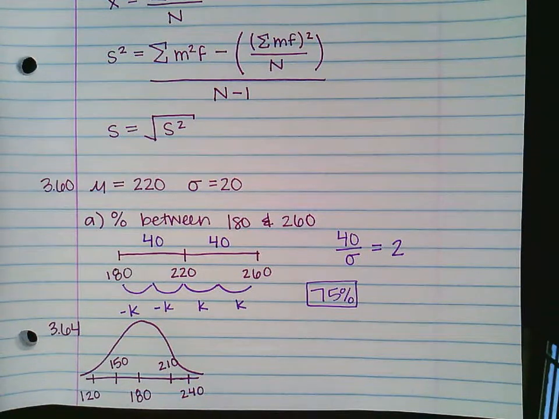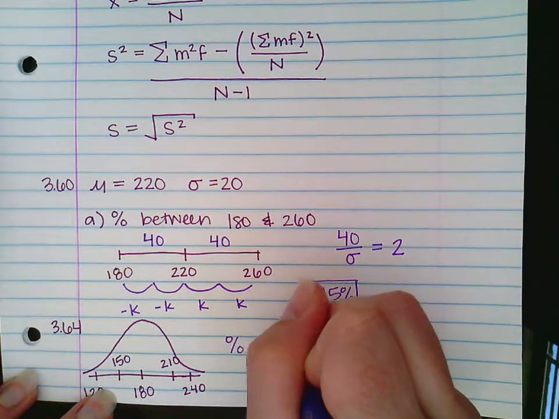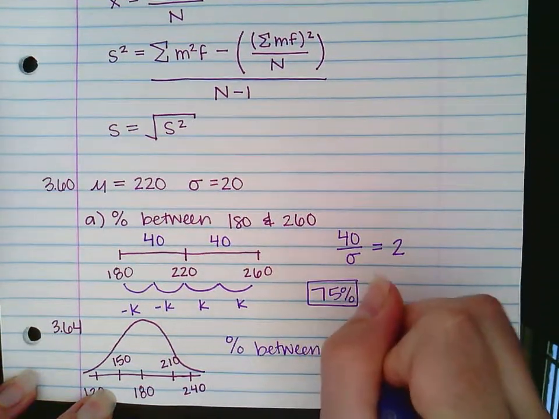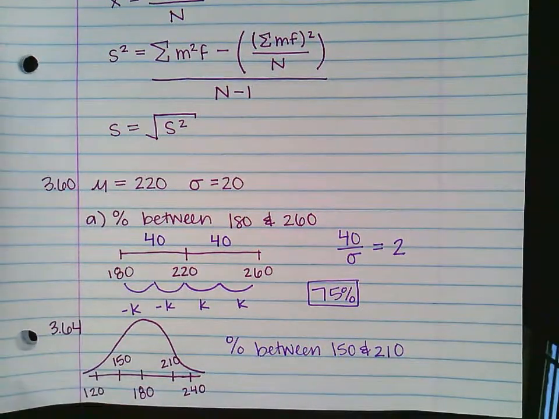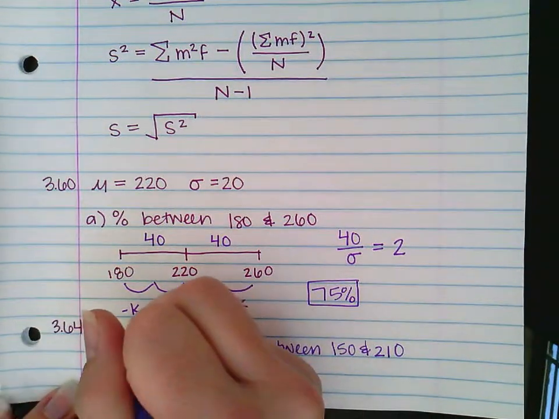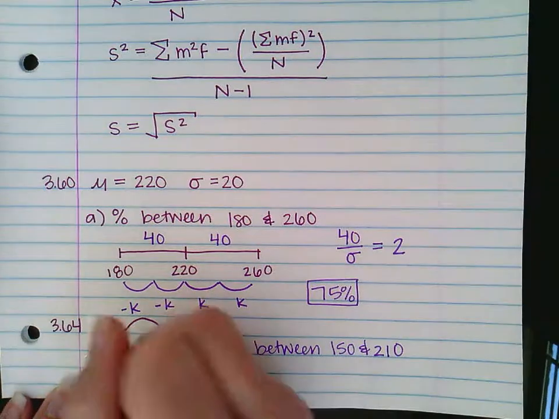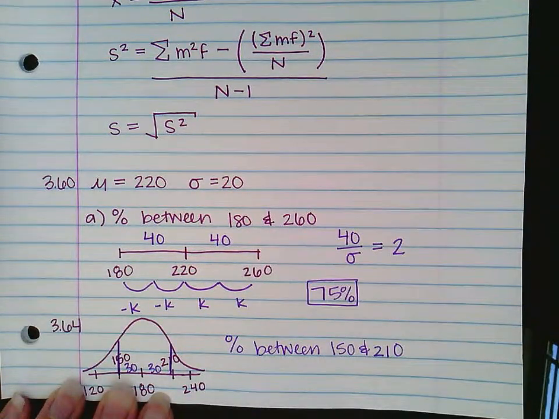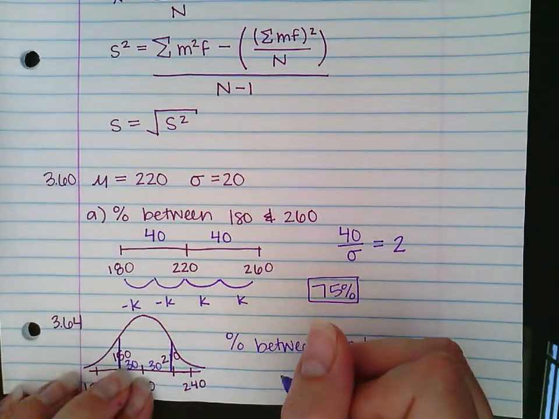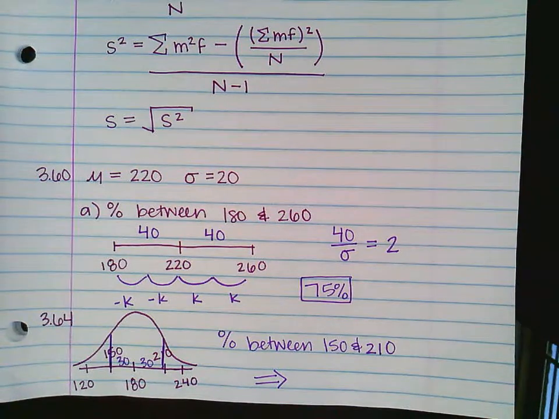So like on the first question, it says what percent is between 150 and 210. And so that would be 1 standard deviation away. Okay, 30, 30. 30 divided by 30 gives me 1. Okay, and so you can look on the chart there and find your answer for that one.